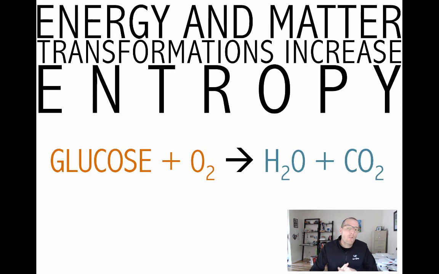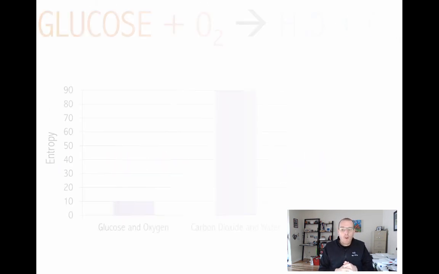So let's go back to our equation describing cellular respiration. So when we look at glucose and oxygen being transformed into water and carbon dioxide, like the equation says, what's going to happen is entropy is going to go up. So let's look at that in a graphical way.